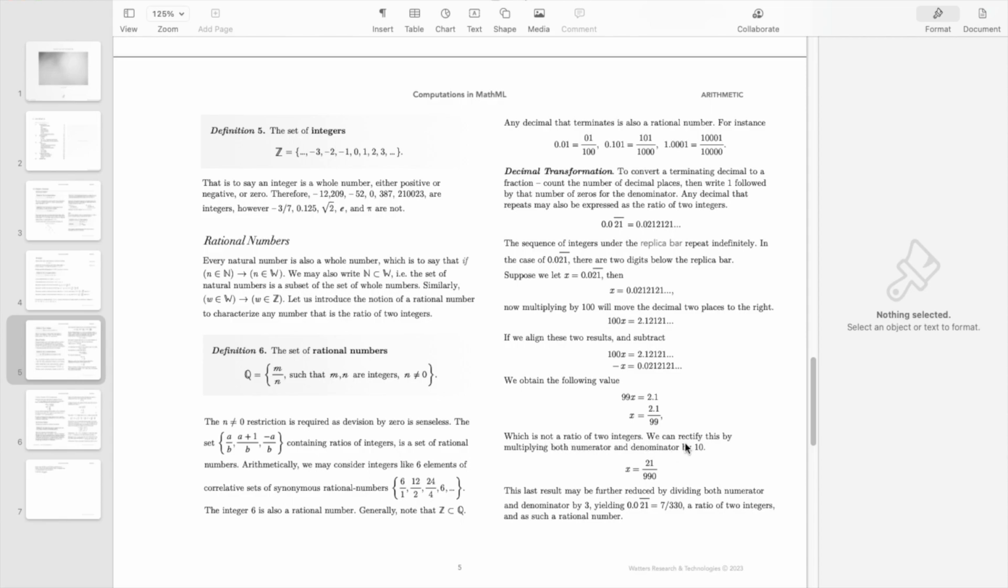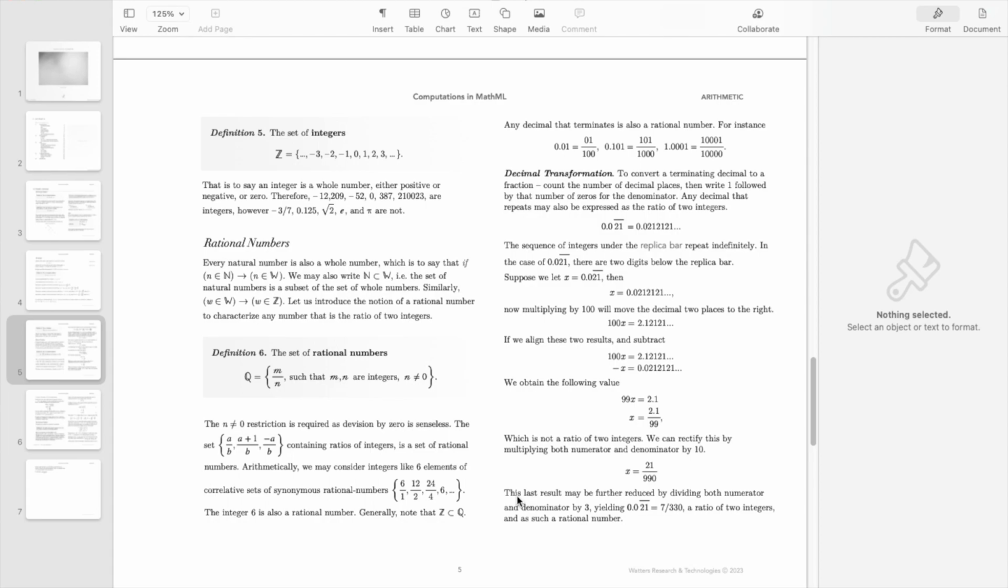Okay? We can rectify this by multiplying both the numerator and denominator by 10. If we do that, x is unaffected. Whatever that evaluates to remains the same because, per the rules of arithmetic, we're applying this product to both the numerator and the denominator. So we get 21 over 990.